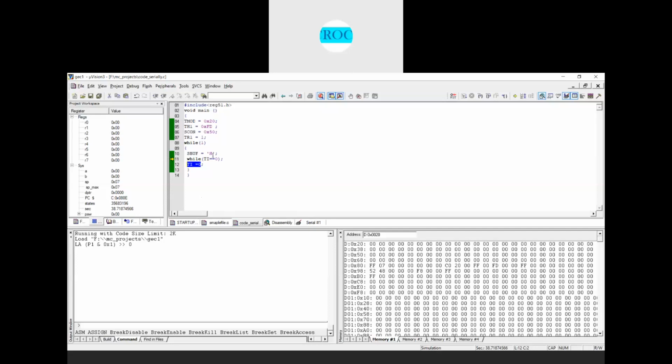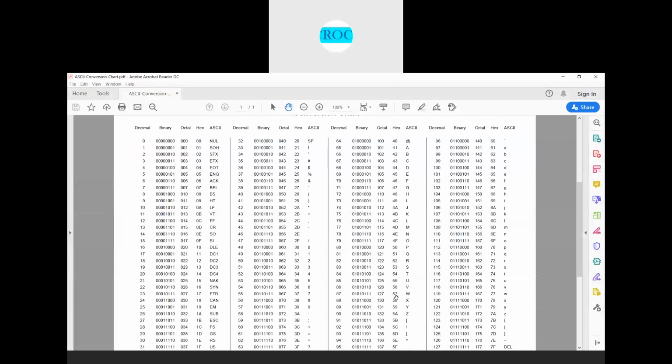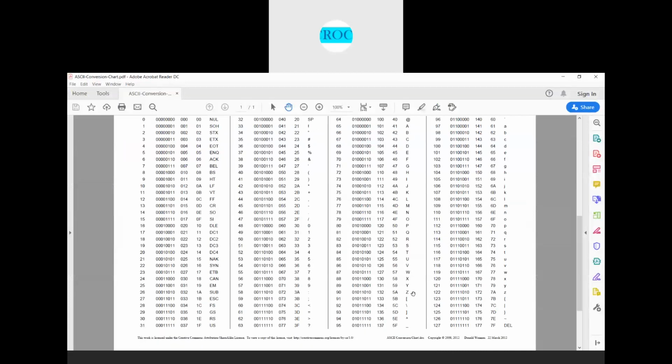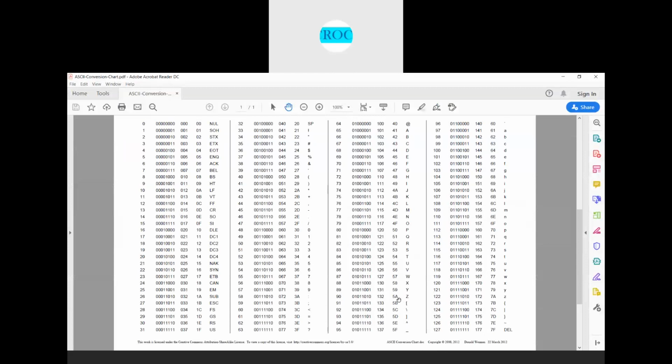Capital H is different from small h here, right? If you see this, A to Z has the values 41 to 5A. Similarly, for small a to z, what is the hexadecimal equivalent we have? 61 to 7A. The small h is 68 and the capital H is 48 here. Both capital and small have different hexadecimal codes, right?